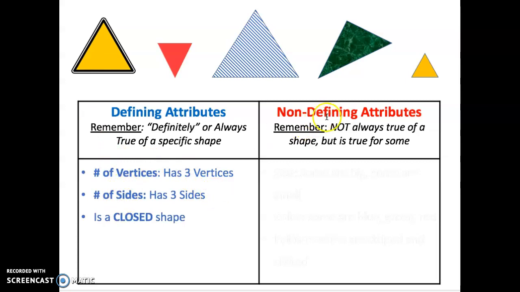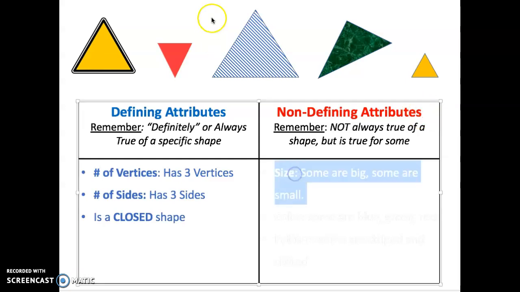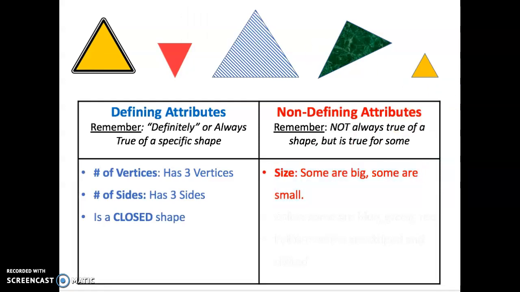Now let's look at some of the things that are non-defining. These are things that are not always true of a shape, but are true for some. One thing we're going to look at is the size. In all of the triangles up top, you can see that they have varying sizes. Some are small, while others are big. Even though they're all triangles, their sizes look different, and that's okay. They're attributes, but they're non-defining.